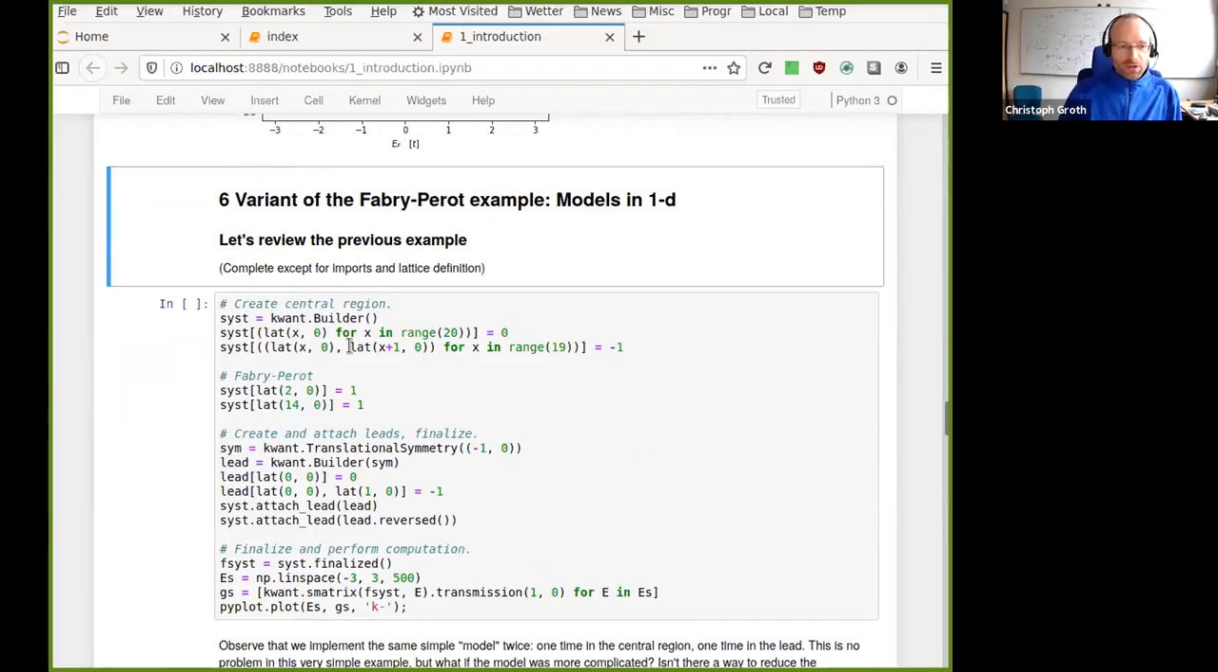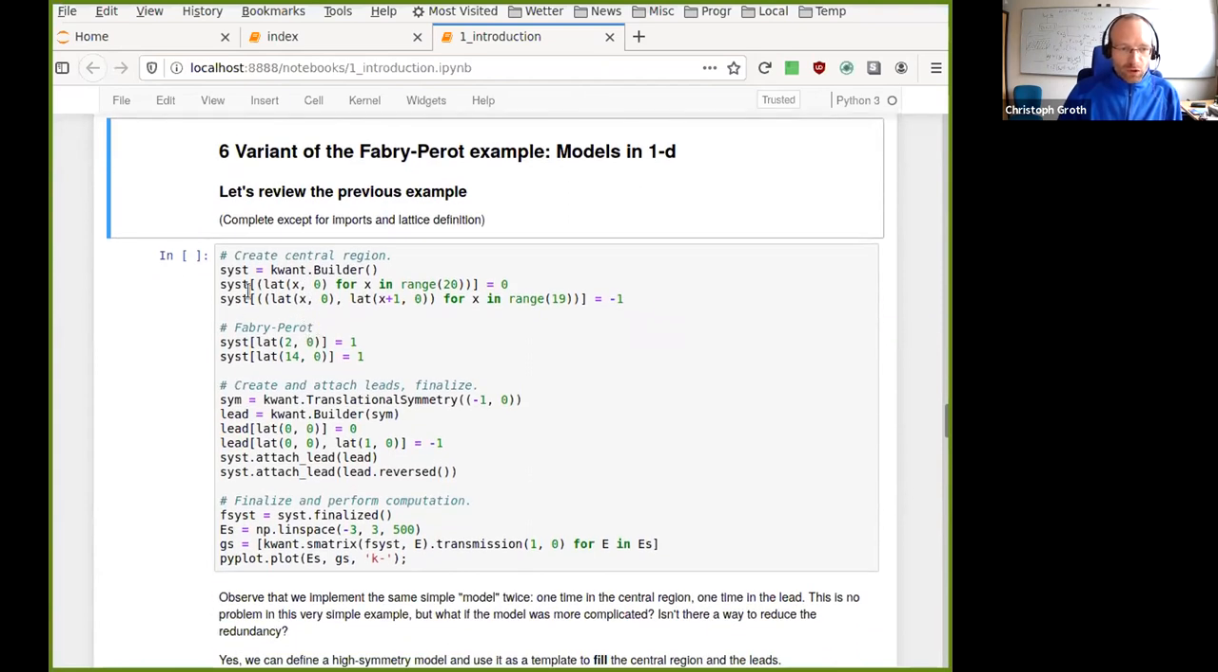And now we are. So in this code cell, we see the example that Xavier just showed. It's all in one cell, and I removed the parts that are not needed, like the imports. And when we look at it, there is the creation of the central region. Then we add the two sites that define the Fabry-Perot, and then we attach the leads and perform the computation.